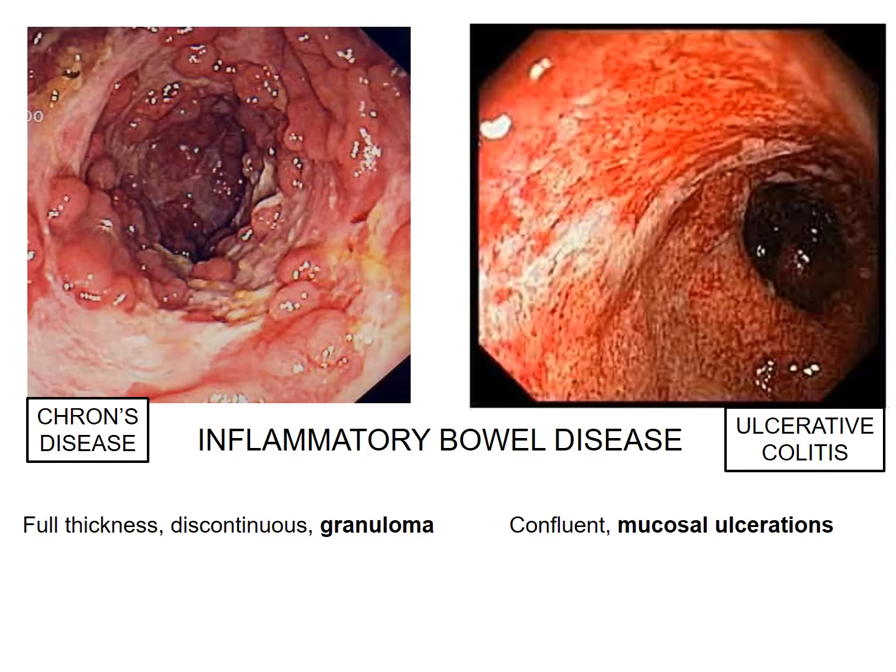And now examples of endoscopies of Crohn's disease on the left, and ulcerative colitis on the right. So remember, in Crohn's disease, it's usually full thickness and discontinuous. They refer to that as a granuloma, whereas in ulcerative colitis, it's usually confluent. You don't get those skip lesions, and the inflammatory pathology are mucosal ulcerations.